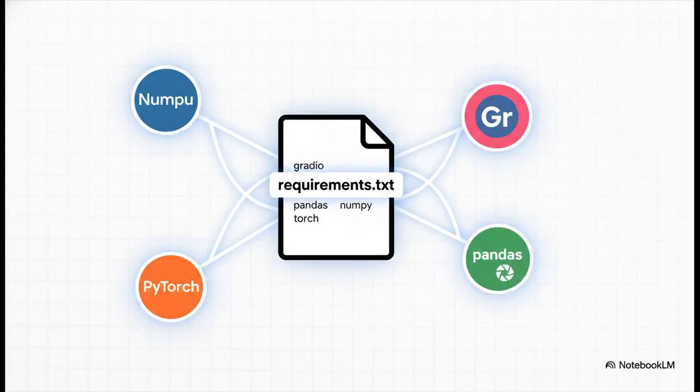Next up is the requirements.txt file. Now, if you've done any Python development, you've seen this before. It's basically a shopping list for our app. It just lists all the external libraries our application needs to run. In our simple case, it's literally just the Gradio library itself. A real-world app, though, might have pandas, NumPy, PyTorch, all listed right here.